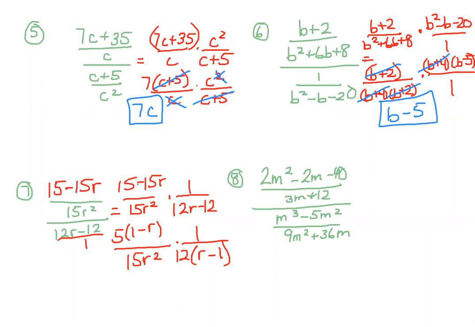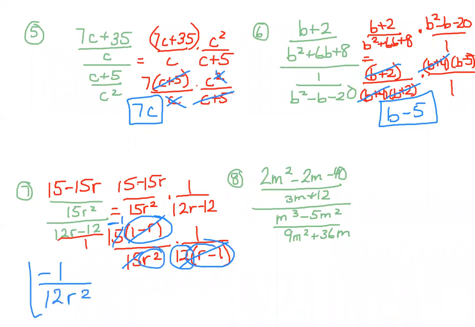And what can we cancel? 5 goes into there once, 5 goes into there 3. Can we cancel 1 minus r and r minus 1? Yes, we can, but only if we stick a negative out in front somewhere. So in the numerator, we end up just with negative 1. And in the denominator, this is me again. There should be a 15 there. So really those just cancel, those two 15s. I'm sorry, I messed this one up. In the denominator, we have a 12 and an r squared. That was a little confusing. I'm sorry. If you have more questions on that, just let me know.